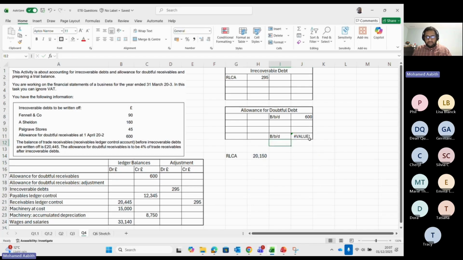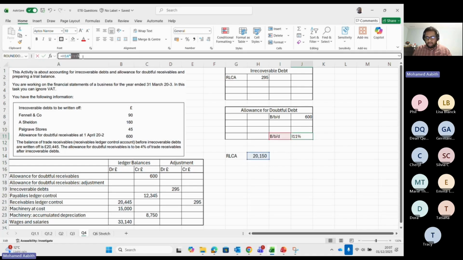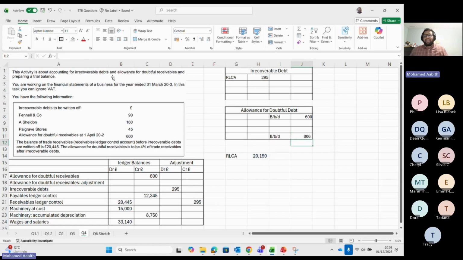It looks different. Oh yeah, 4%. Now, yeah, £806 is the new balance for allowance for doubtful debt. So that is the 4% of £20,150. So how much change do I need to make to bring this to £806? I need the value of that minus that, which gives me £206, which is the adjustment for ADD.